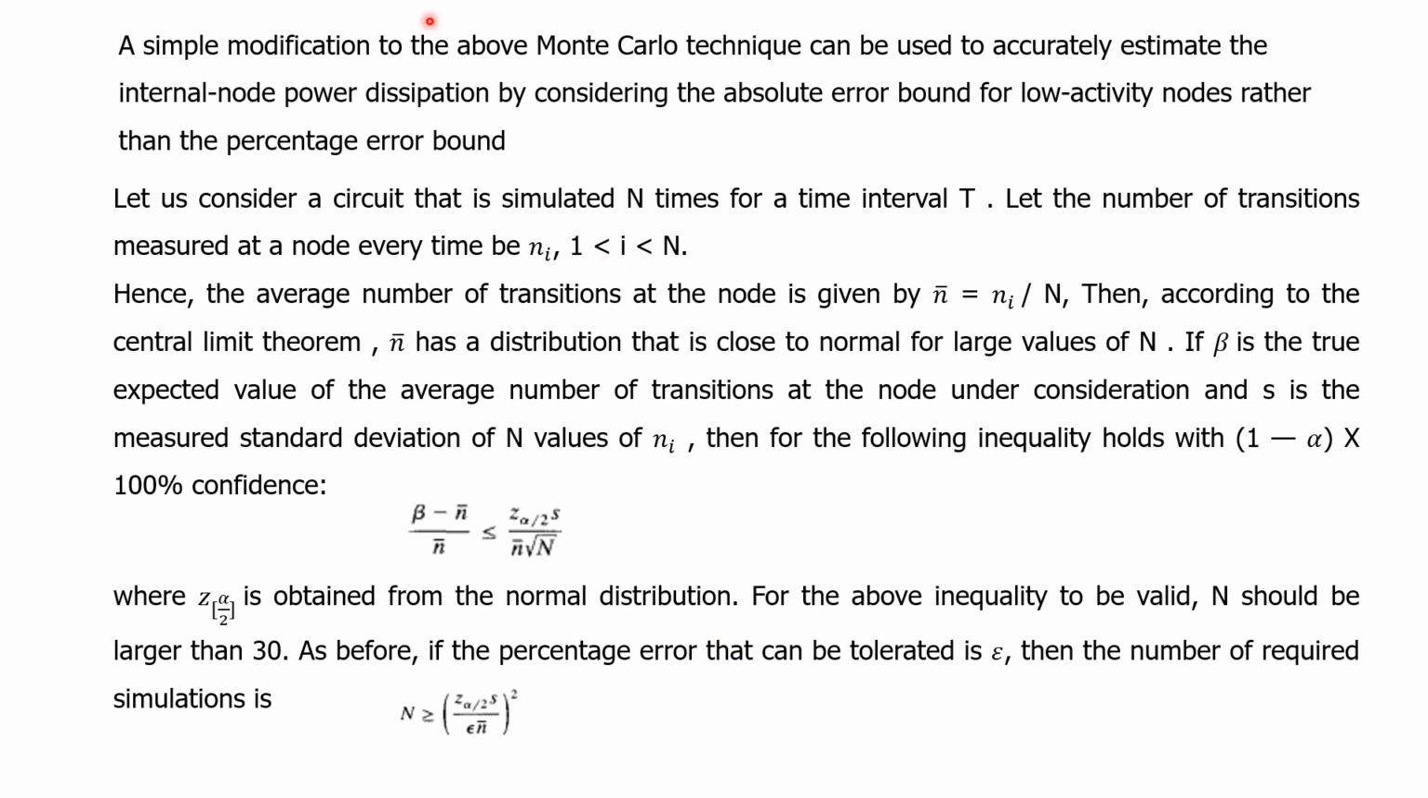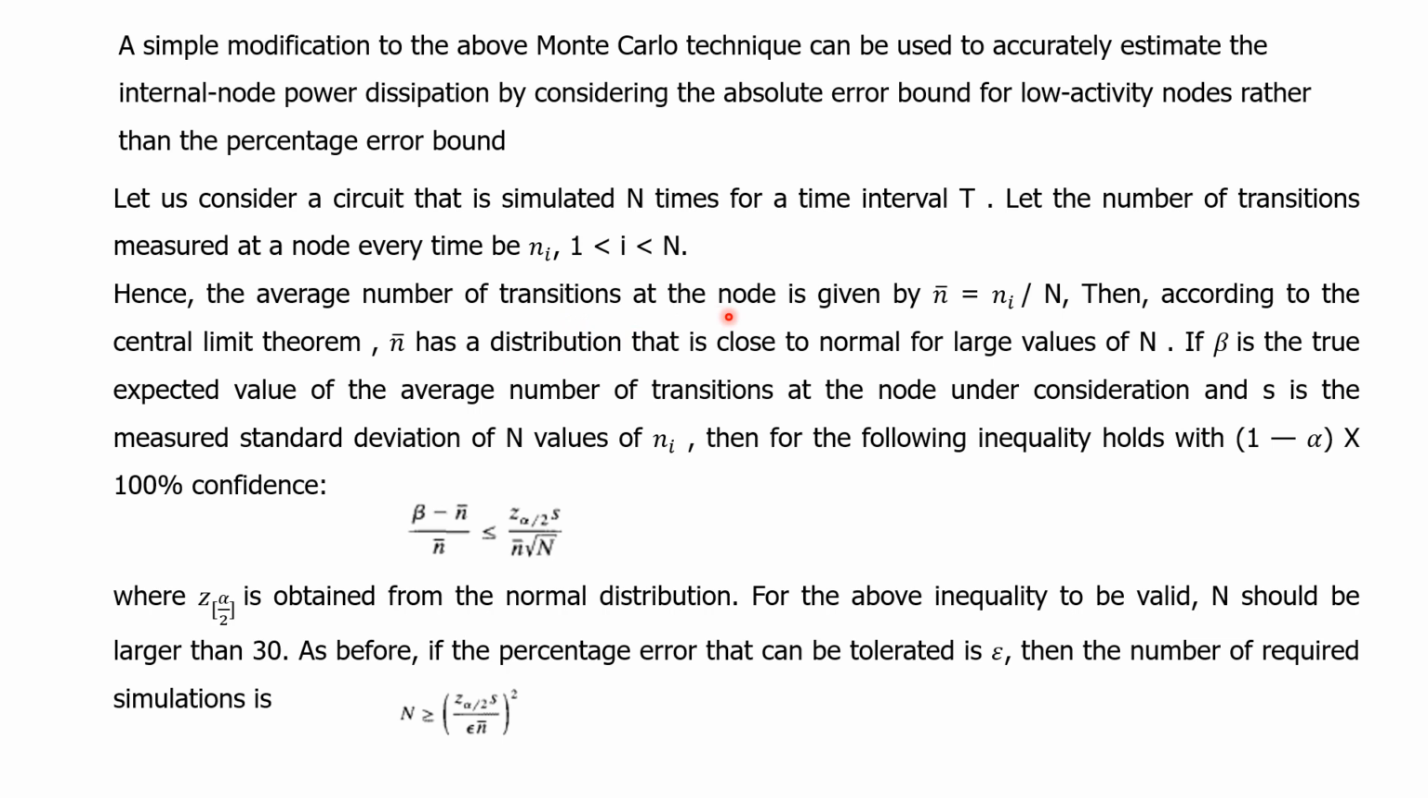A simple modification to the above Monte Carlo technique can be used to accurately estimate the internal load power dissipation by considering the absolute error bound for low activity nodes rather than the percentage error bound. Let us consider a circuit that is simulated capital N times for a time interval capital T. Let the number of transitions measured at a node every time be n sub i, where i is 1 to capital N.